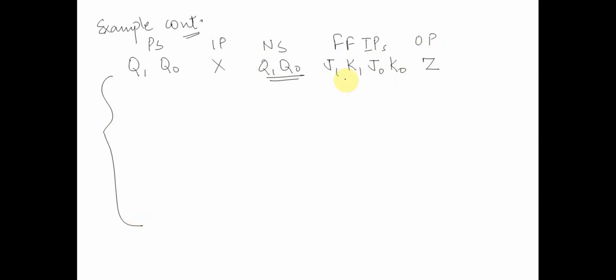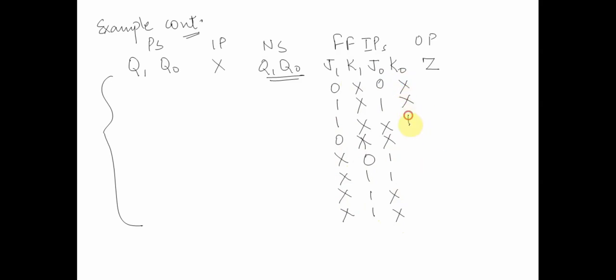Here the values were 0, 1, 1, 0 and X, X, X, X. Here the values were X, X, X, X, 0, 1, 1, 1, 0, 1, X, X, 1, 1, X, X, X, X, X, X, 1, 0, X, X, 1, 0.